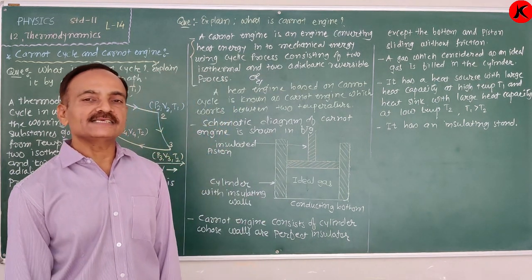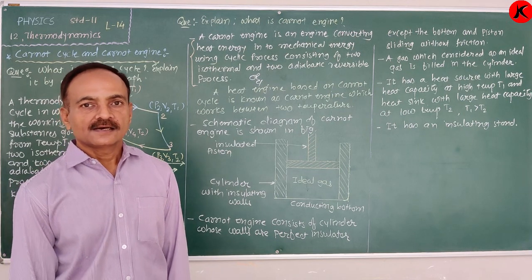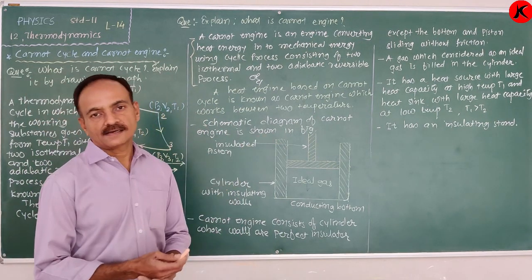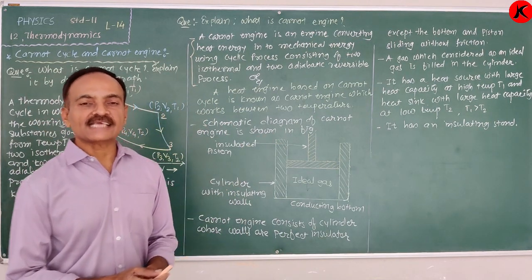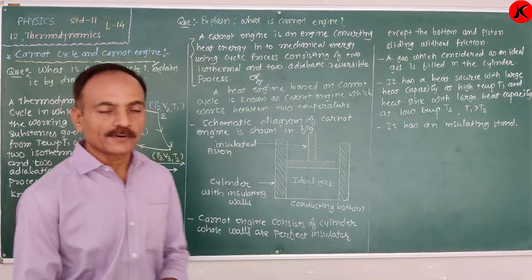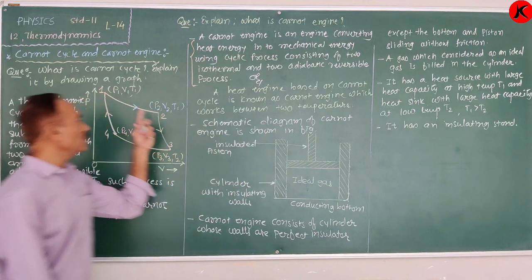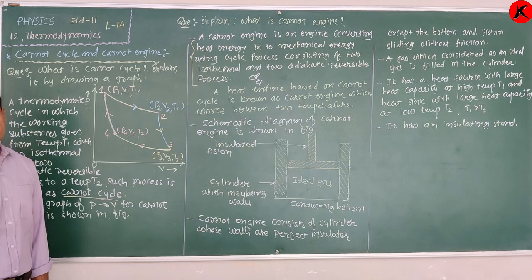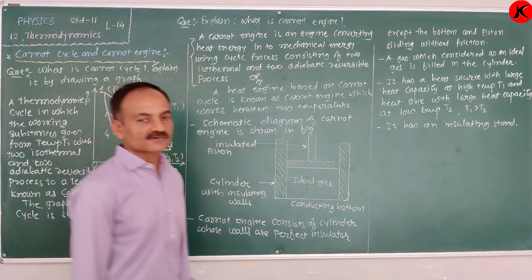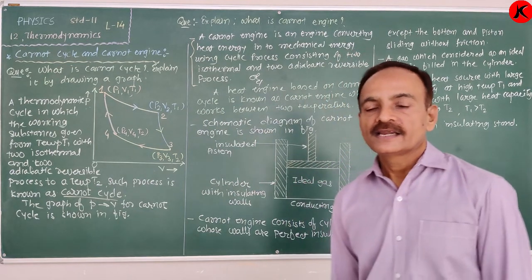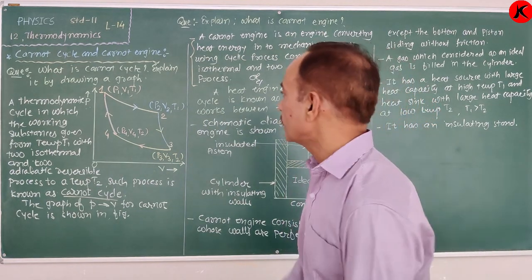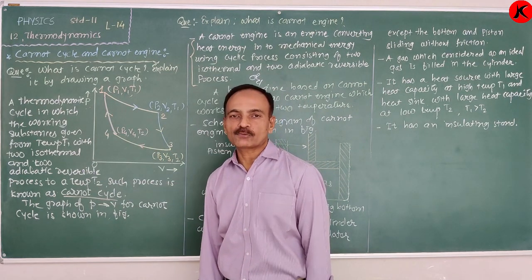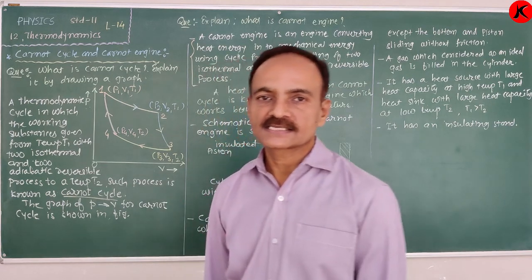Right? The Carnot engine is also a heat engine which converts the heat energy into the mechanical energy of the work, using a cyclic process consisting of two isothermal and two adiabatic reversible processes. Clear? So that is the basic concept of the Carnot cycle and Carnot engine. Now we are going to discuss the two isothermal and two adiabatic processes: what exchange of heat takes place and what work is done during these processes.